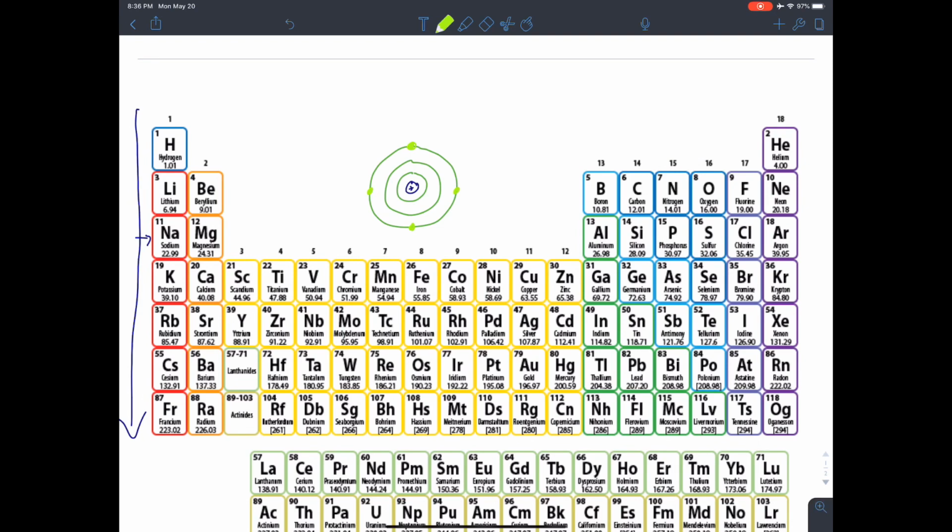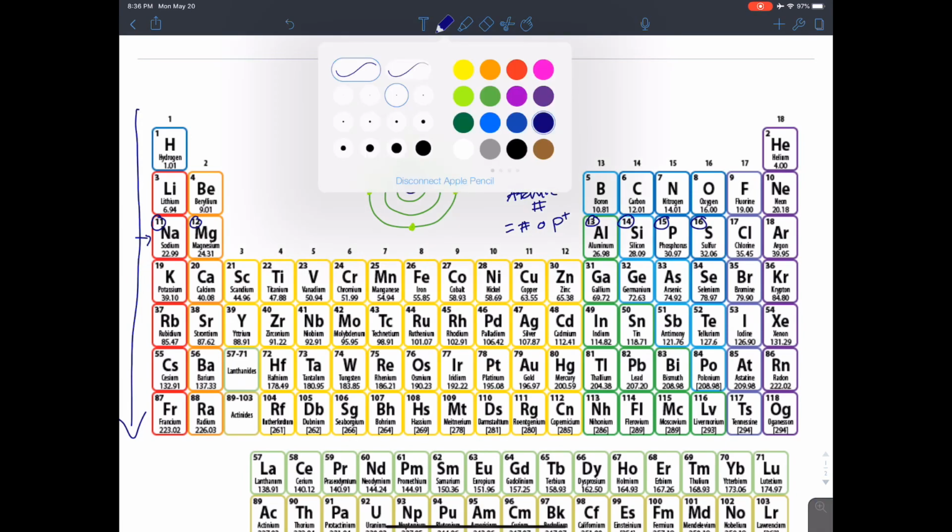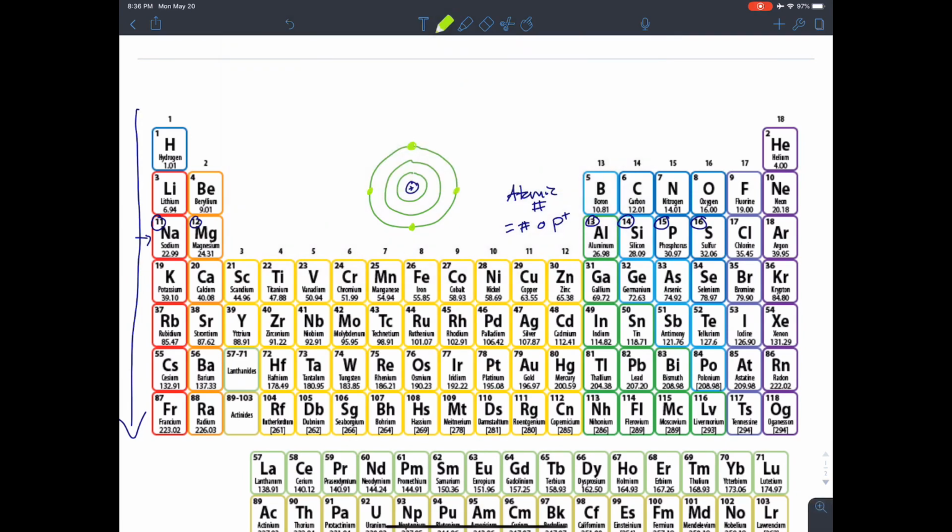So what else is changing as we go across the periodic table? This number right here is going up by 1 with every element you go over. What is that number called? The atomic number, which is the number of protons. So as we go across, from left to right, every time we go to the next element, we're adding a proton and an electron, as long as it's neutral. The protons and electrons will equal each other. But all of these electrons in this period are added in the same energy level, the third energy level here.